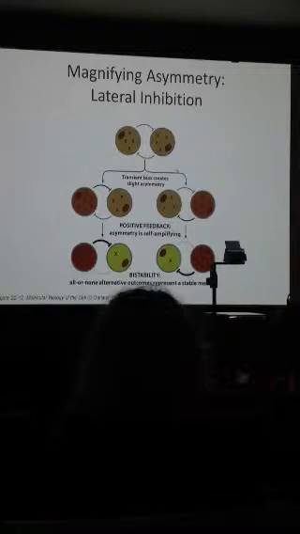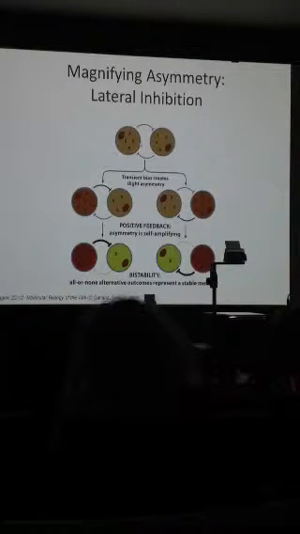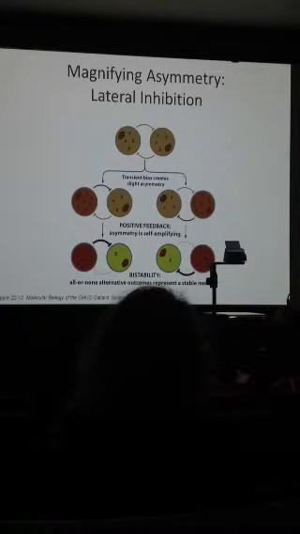So the idea is that if you've got two cells that are relatively close to each other in type, and they are each producing this protein, in this case protein X, each one of these cells is inhibiting the production of X on the other cell. So that's where the inhibition is coming in. Lateral being side by side, inhibition.